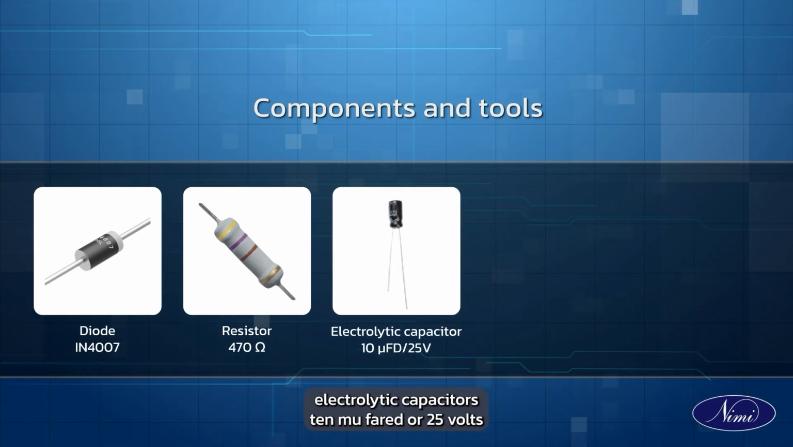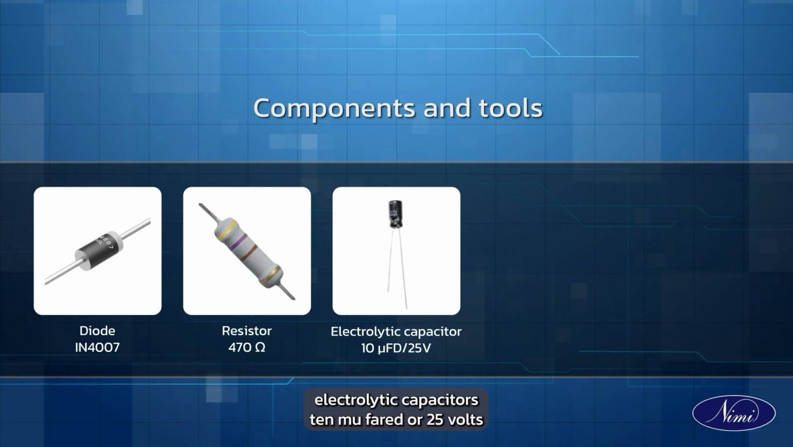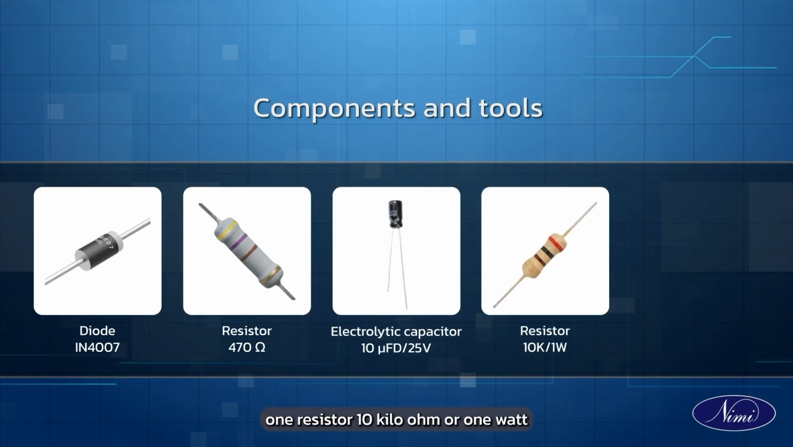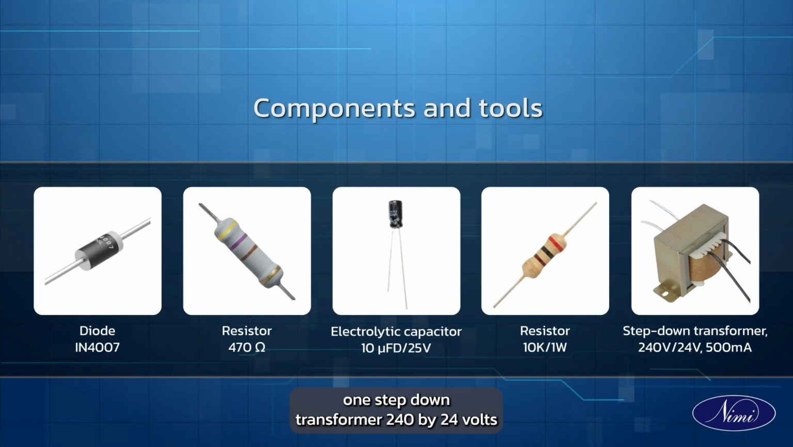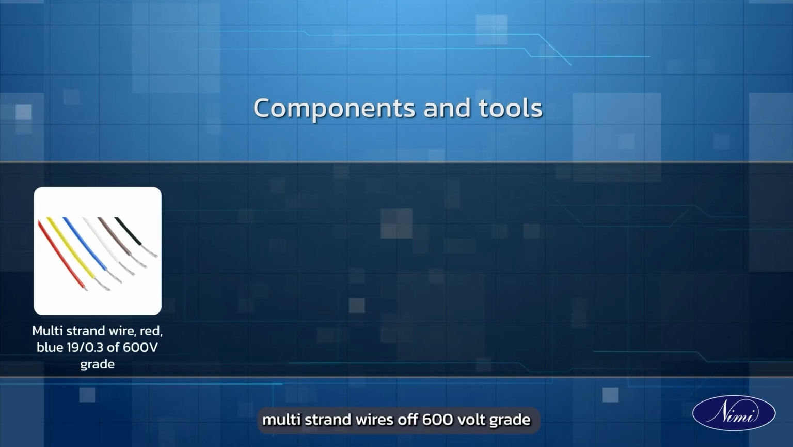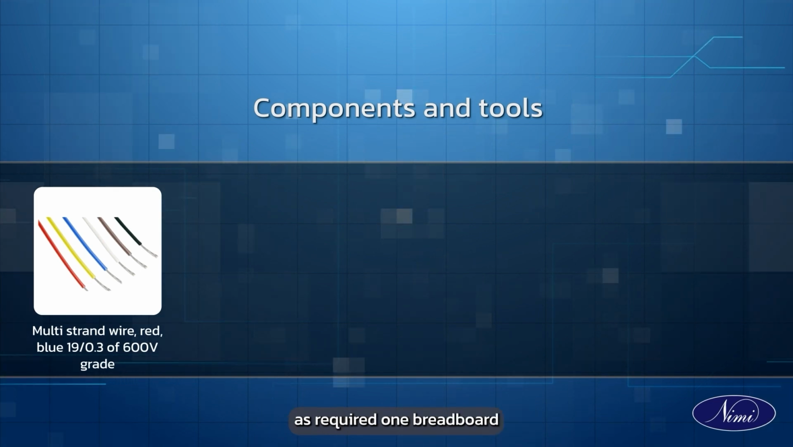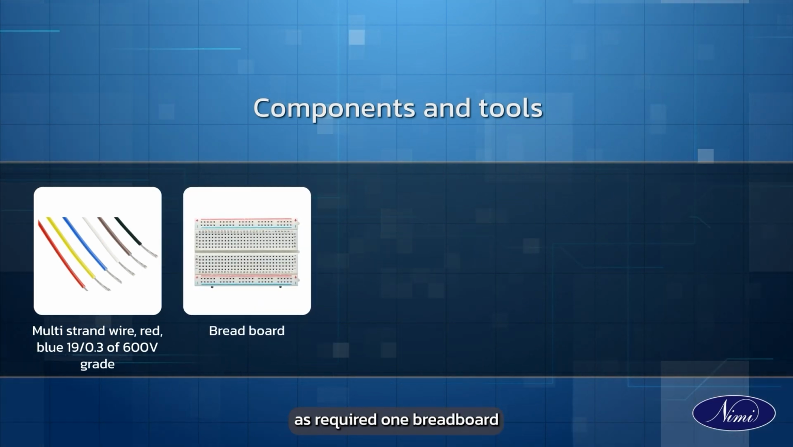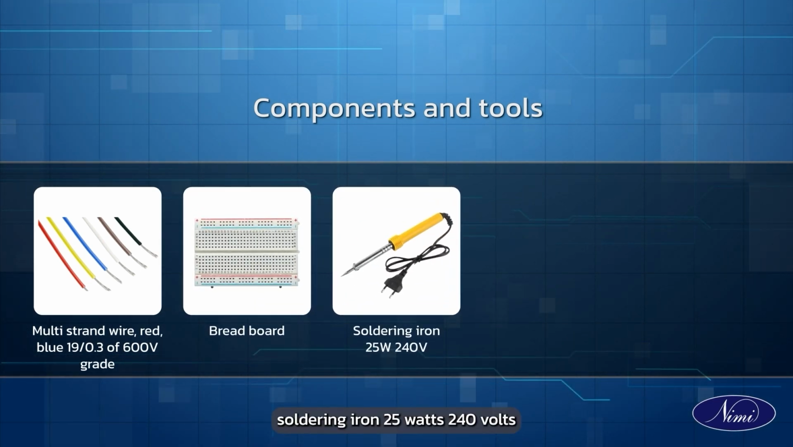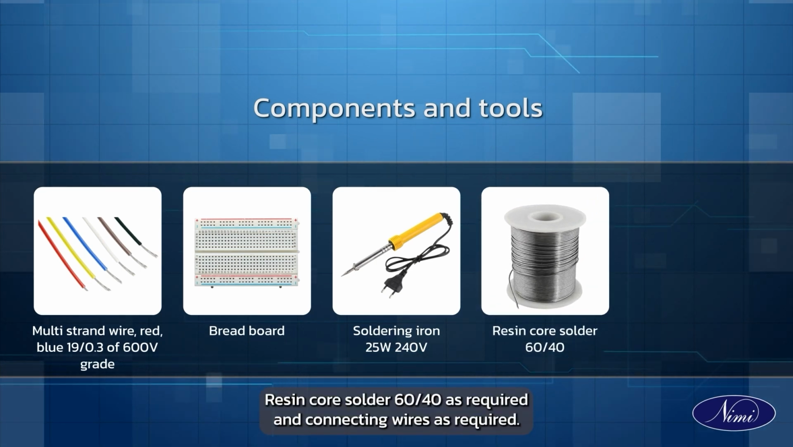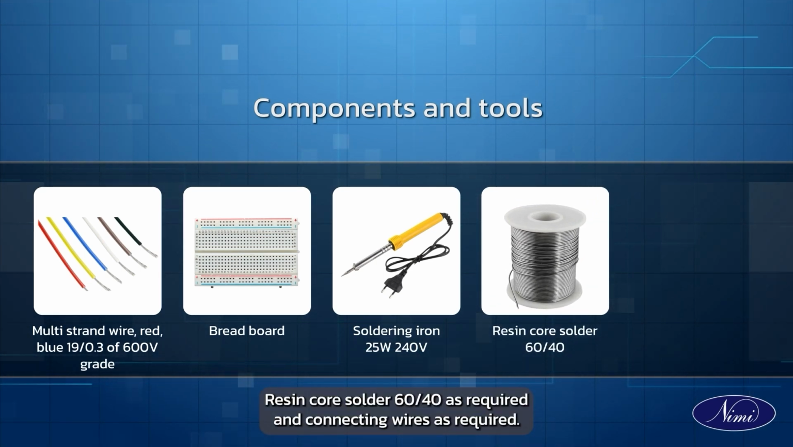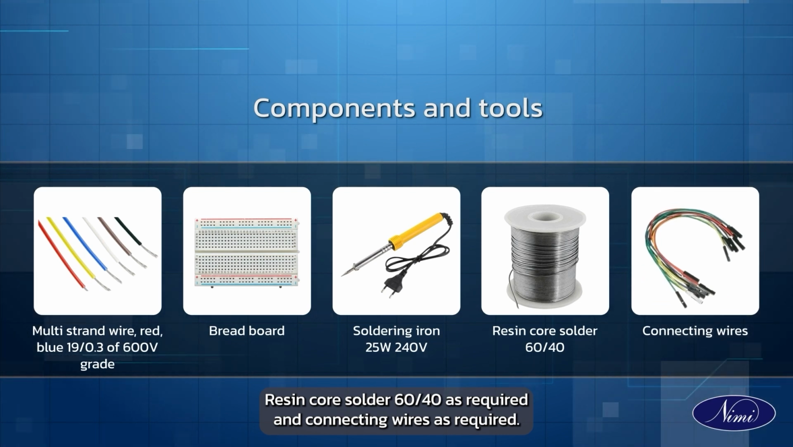capacitor 10 μF or 25 volts, one resistor 10 kilo ohms or 1 watt, one step-down transformer 240 by 24 volts, multi-strand wires of 600 volt grade as required, one breadboard, soldering iron 25 watts, 240 volts, resin core solder 60 by 40 as required, and connecting wires as required.